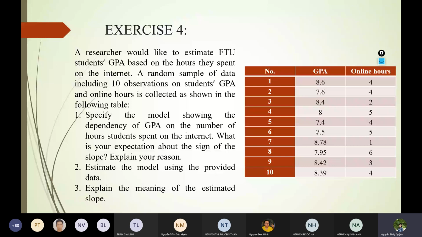Okay, questions 2 and 3. Now, do this exercise 4. For a calculation exercise, you will have about 10 minutes to do it. Okay, then I will call a student to help me solve the problems. Right?